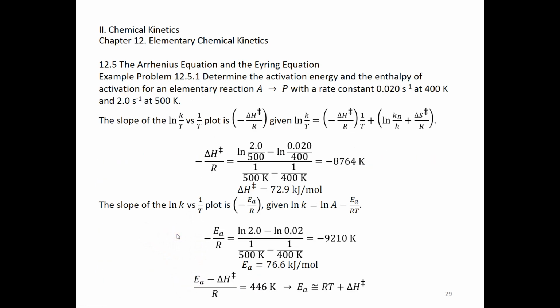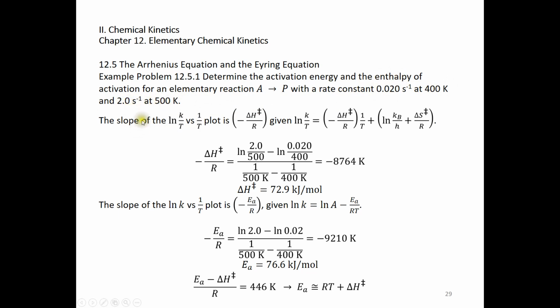Now let's look at one numerical example, problem 12.5.1. Let's determine the activation energy and the enthalpy of activation for an elementary reaction from A to P with a reaction rate constant of 0.02 per second at 400 Kelvin and 2 per second at 500 Kelvin. And you can see as the temperature goes up from 400 to 500 Kelvin, the rate constant increases from 0.02 to 2 per second. That's a big increase by a factor of 100.